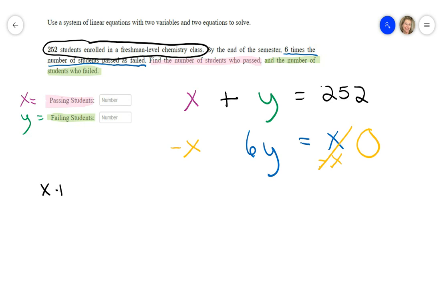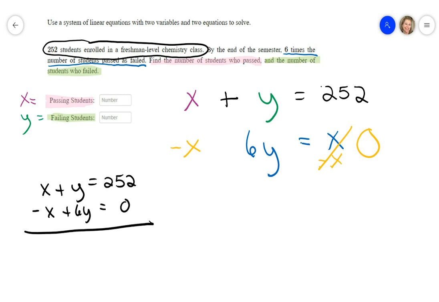I've got the first equation, x plus y equals 252. And now the bottom equation is negative x plus 6y equals 0. And that worked out nicely. My x's, if I add them together, cancel. I get 7y is equal to 252, and then just divide off that 7 to figure out the number of students that failed. 252 divided by 7 is 36. So y is 36, that's the number of students that failed.